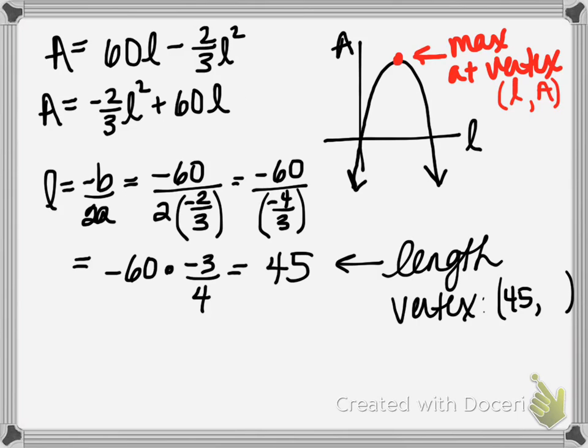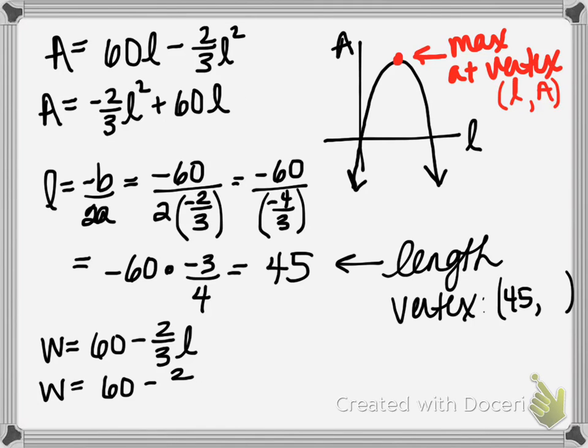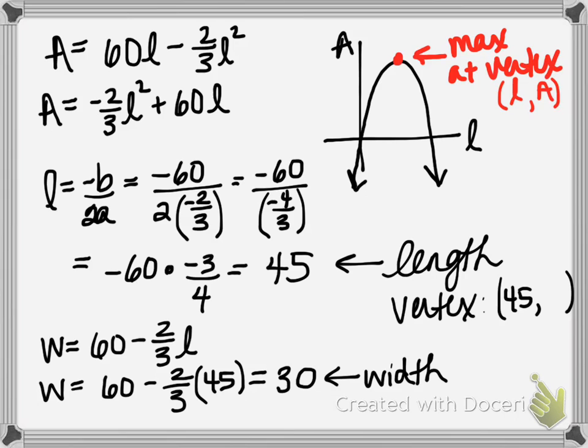So we knew that W was equal to 60 minus 2/3 L. So if we substitute, then we can take 60 minus 2/3 times my length value of 45, and this will give us our width, which is 30. So it looks like when we have a width of 30 and a length of 45, that's going to yield the rectangle that has the largest area.